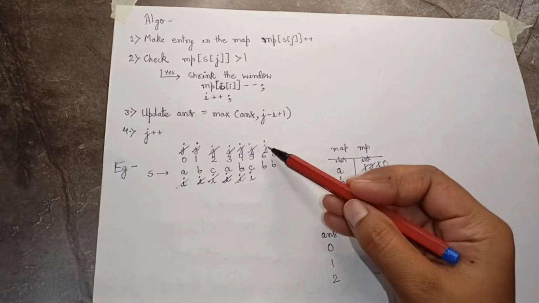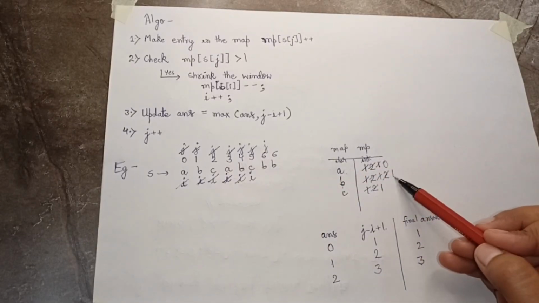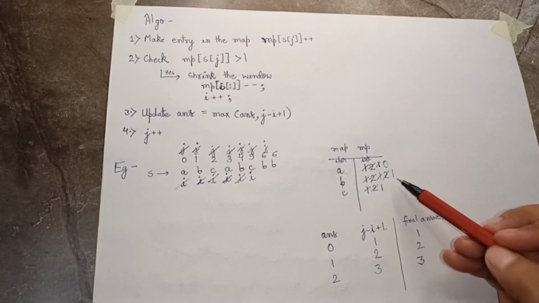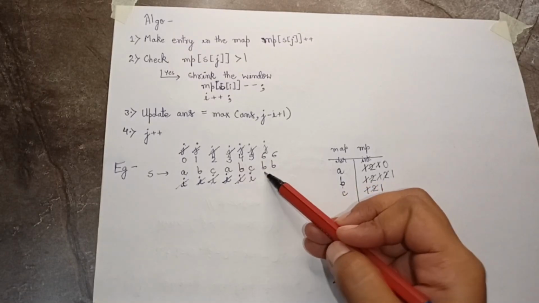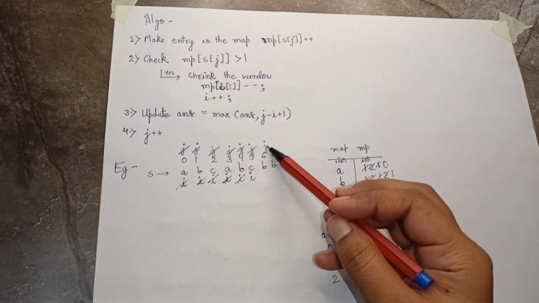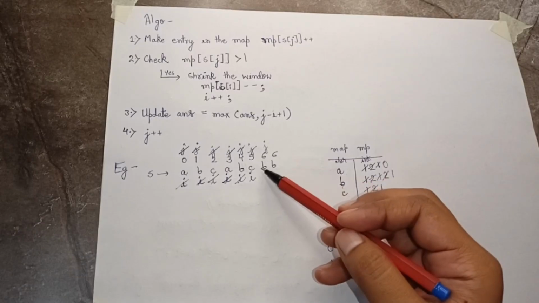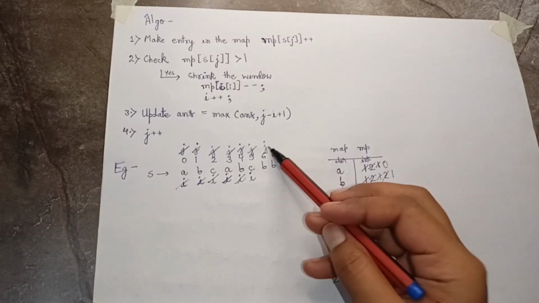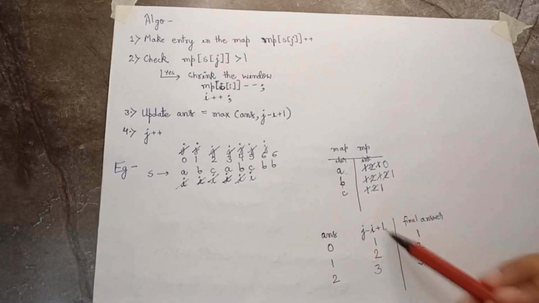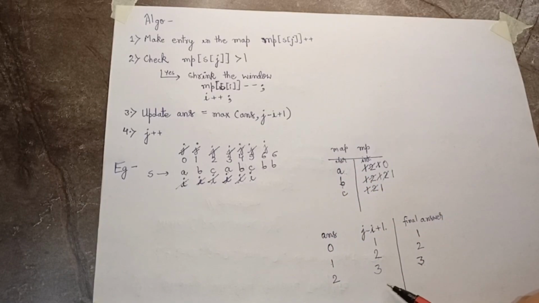Then again check MP of S of J, B. Is its frequency greater than 1? No, it's not greater than 1 now. Where is the current window? I to J, C, B. So there are no repeating elements. Now on updating the answer, it will be J minus I plus 1, that is 6 minus 5, it's 1, and 1 plus 1 is 2. Now with 2, 3 comma 2, the maximum of this is again 3. So the answer will still be 3.